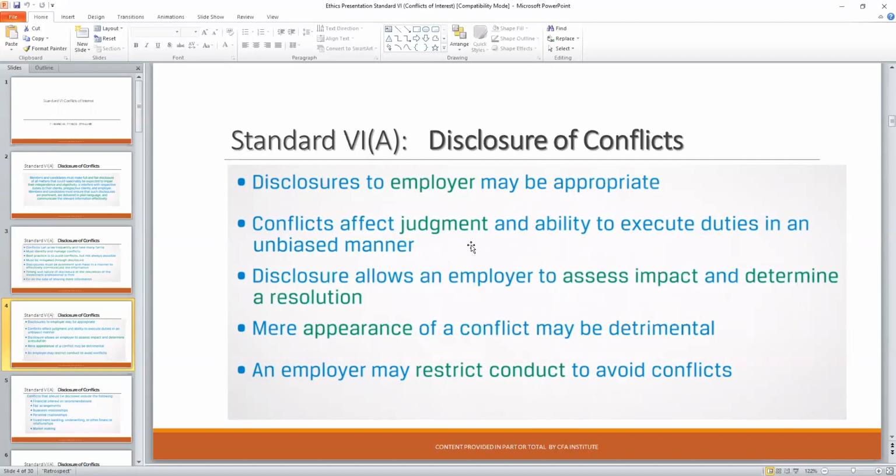So mere appearance of conflict may be detrimental. So even if it appears as though there's a conflict of interest, and if in fact there is none, you should be transparent, you should give full disclosure, and put that on the table so everybody's aware of the possibility. And an employer may restrict conduct. Okay, so they may restrict your conduct, who you can do business with, or who you can have an external relationship with, to avoid conflicts. So keep in mind that conflicts impact judgment and impact your ability to be unbiased in executing for your clients and or prospective clients.